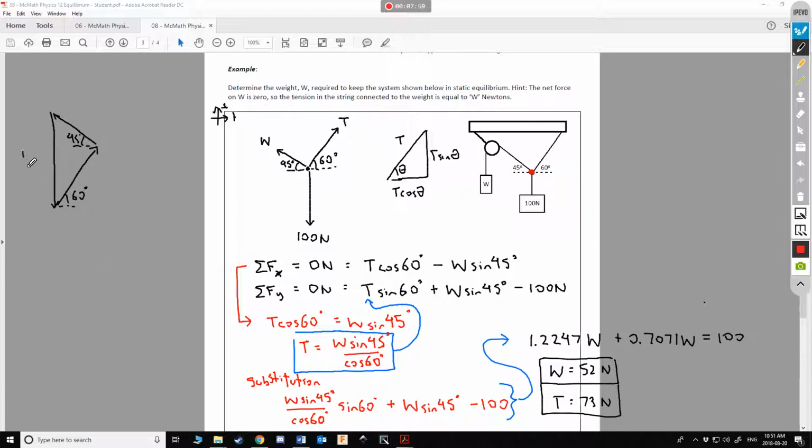I know this is 100 newtons, this is W, and this is T. And I could have drawn it, it doesn't matter how I draw it, there's W and T. Order does not matter when drawing these two triangles. So notice how this will give us the same answer as the other one. All that happened was I just rotated it around. We're going to use that first triangle I drew.